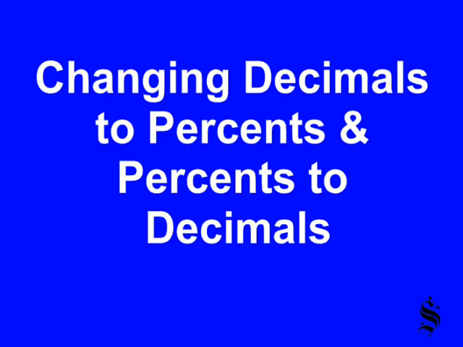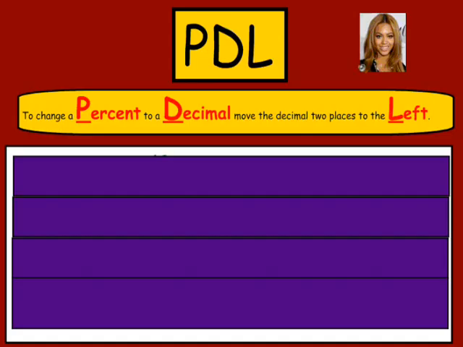Decimals to percents and percents to decimals. Well, let's start by changing some percents to decimals. And when you want to change any percent to a decimal, the process is always the same. We're going to move the decimal 2 places to the left. We're going to move it 2 to the left.